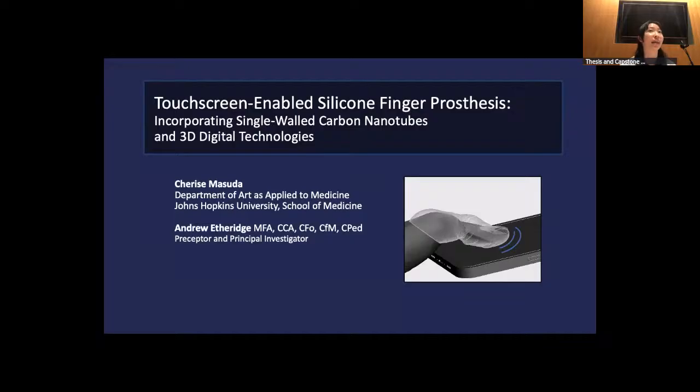I got to work with Andrew Etheridge, one of the professors in the clinical anaplastology program, in creating a touchscreen-enabled silicone finger prosthesis, incorporating single-wall carbon nanotubes and 3D digital technologies.